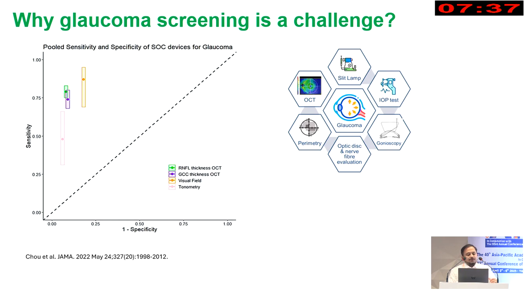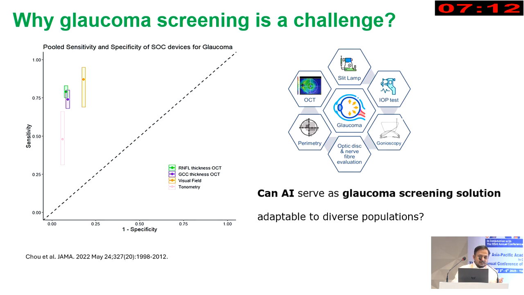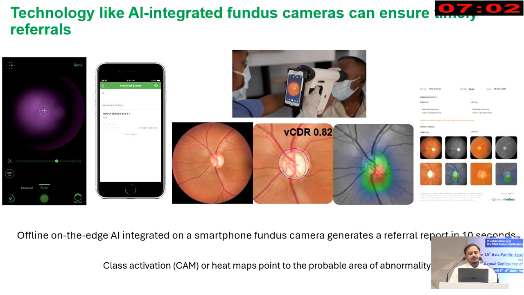Now, this is presented with some data here. This is the pooled sensitivity and specificity for each individual test, all the way from RNFL thickness, to tonometry, to visual fields, to structural changes on OCT. What you see here is that there isn't the balance between sensitivity and specificity that you need to bring these tools to the last mile. That really is the challenge in glaucoma screening. So the question we asked ourselves is, can AI serve as a glaucoma screening solution that is adaptable to diverse populations? Some of what we are going to talk about now is our work in that area.